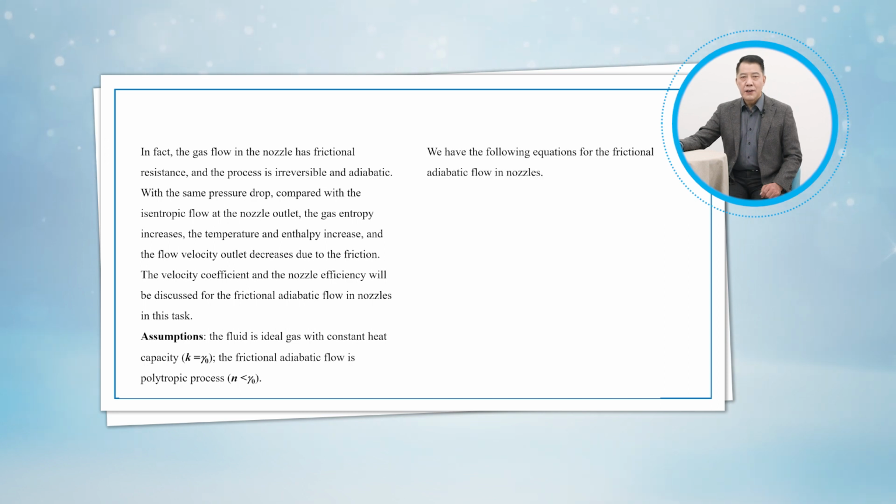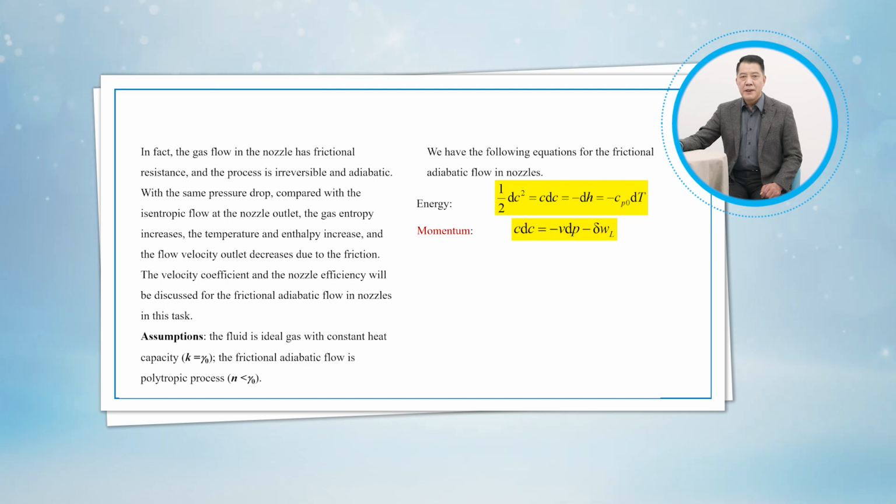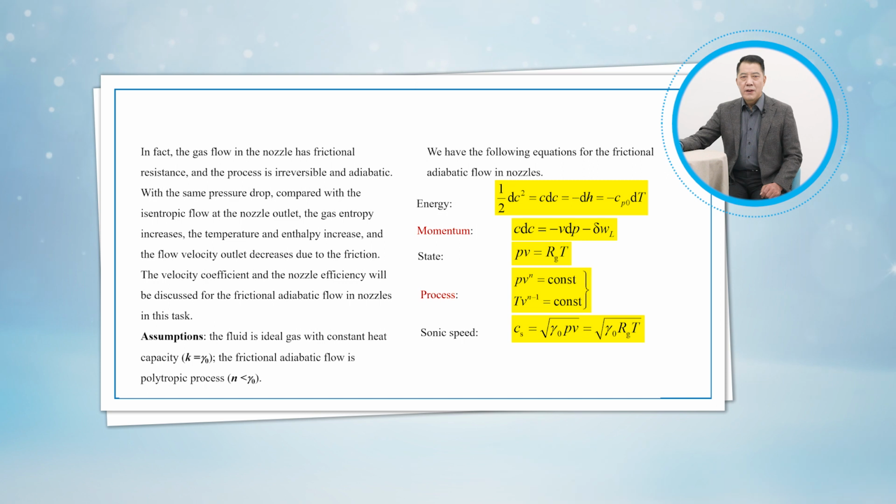We have the following equations for the frictional adiabatic flow in ladles. Firstly, the energy equation is. Secondly, the momentum equation is. Thirdly, the equation of state is. Fourthly, the process equation is. Fifthly, the sonic speed is. And finally, the continuity equation is.